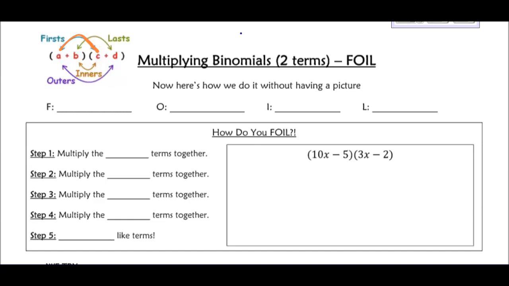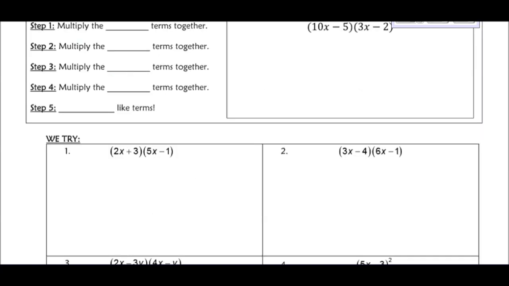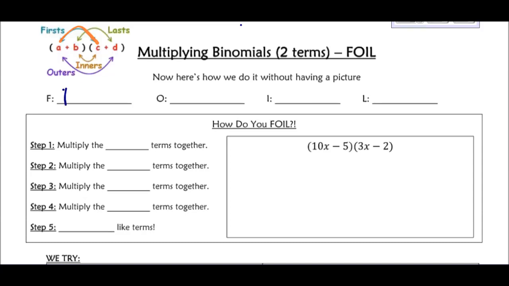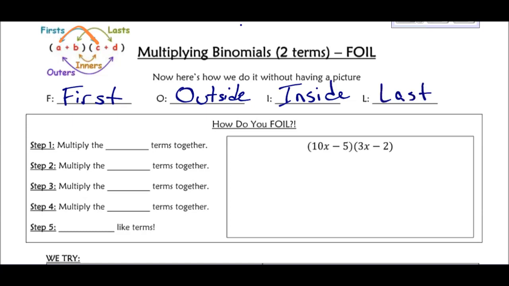The acronym really stands for the first, they're going to call this inner and outer. I'm going to call it outside and inside. It's the same thing. So first, outside, inside, and last. And it's really just steps for how you can do this carefully. Again, you don't need to do it like this every time. You'll start to see it quicker than this, where you don't need to do this exactly in that order.